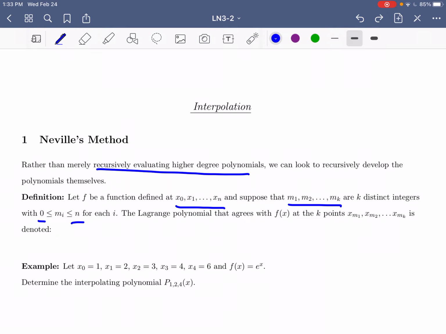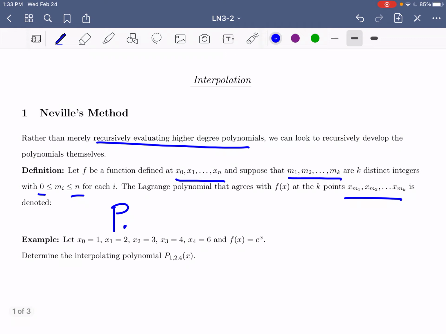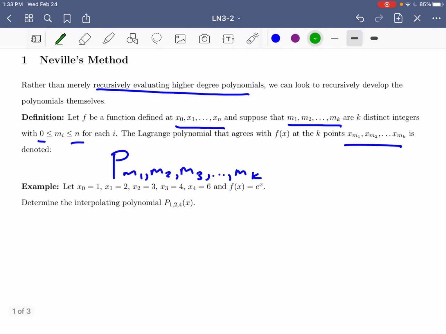The Lagrange polynomial that agrees at just some subset of those points is denoted P with a subscript m1, m2, m3, up through mk. So let's think about what that means for a minute. Let's look at a quick example of this.